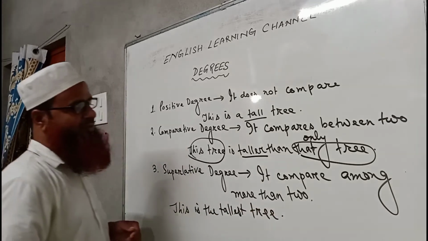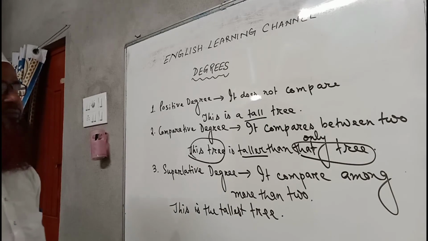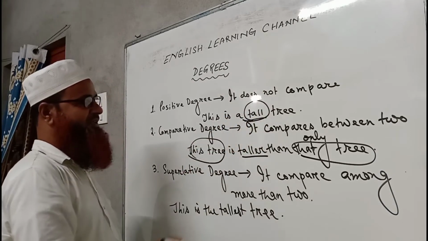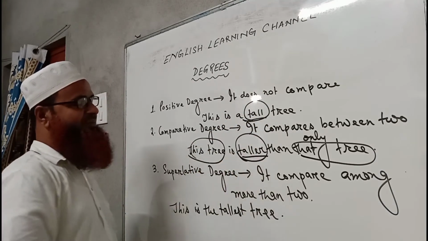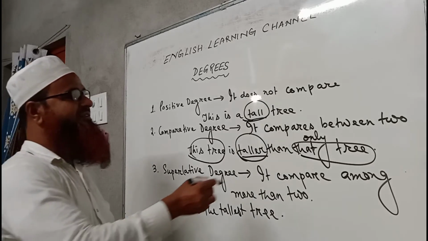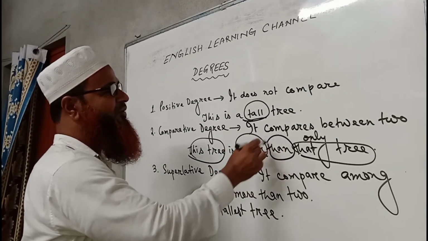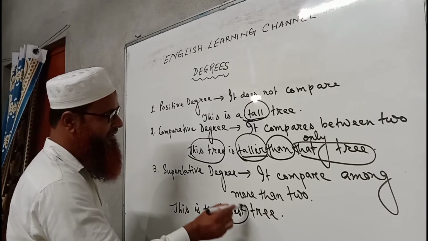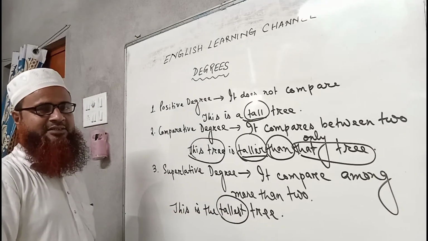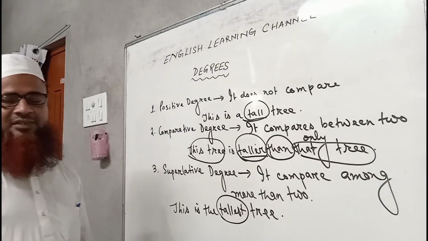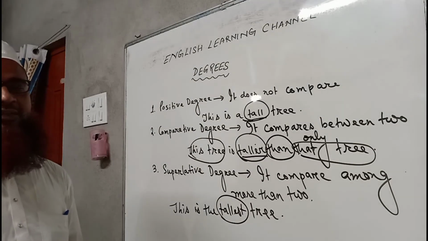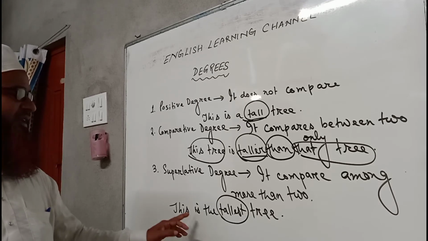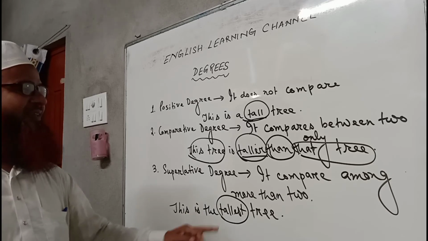Here we may note a difference between the use of the words tall, taller and tallest. Here tall does not indicate any comparison, but taller indicates comparison between the two. And the comparative degree always takes than with it. This is a rule. Again, tallest has taken the before it, and this is also another rule, that before the superlative degree we must always use the article. That is why we have written this is the tallest tree.